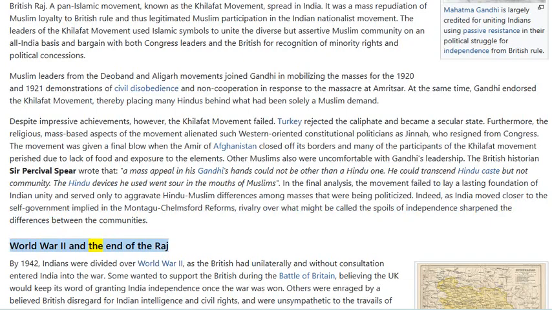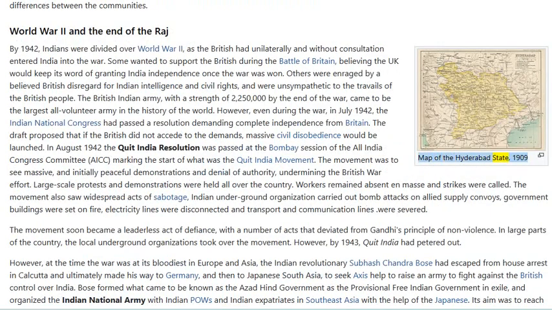World War II and the end of the Raj. Map of the Hyderabad state, 1909.